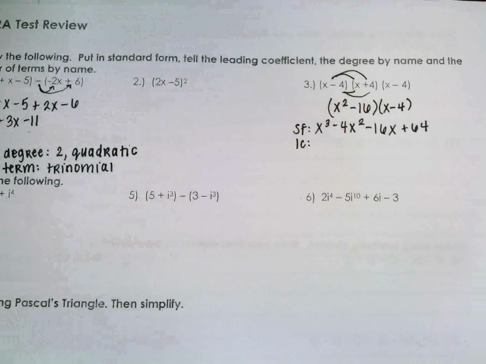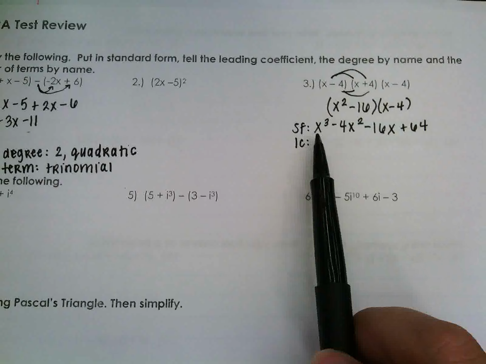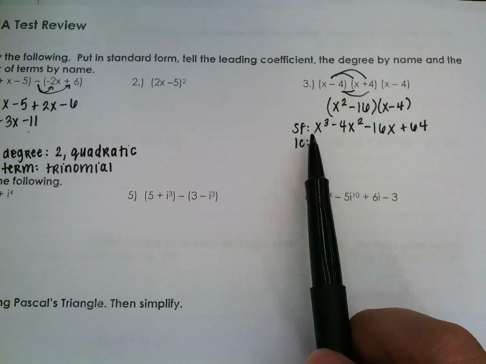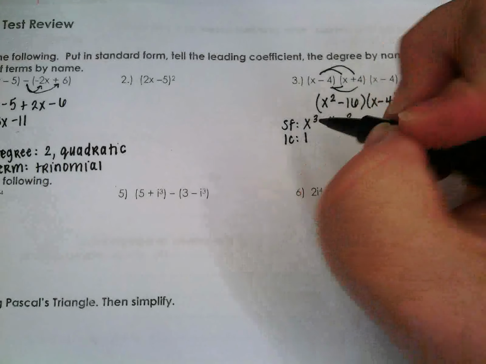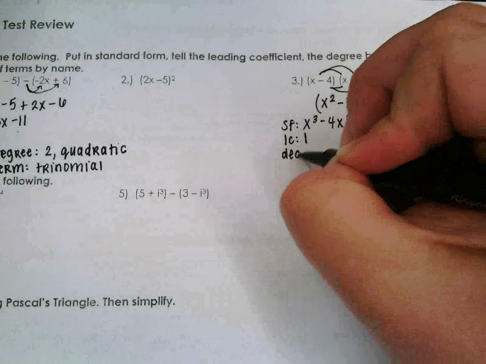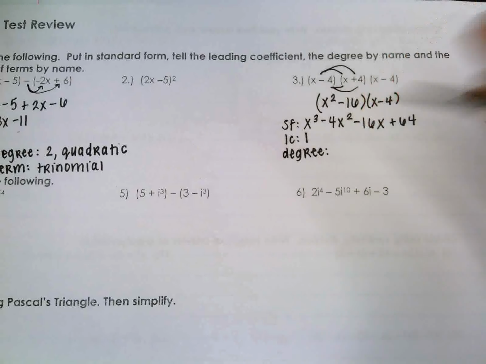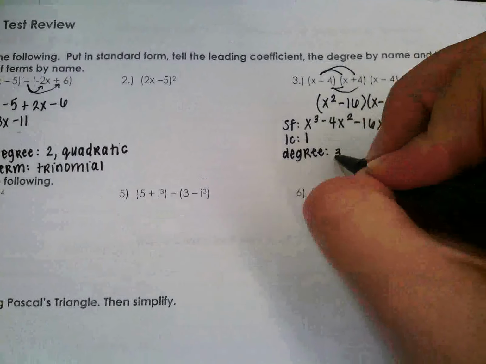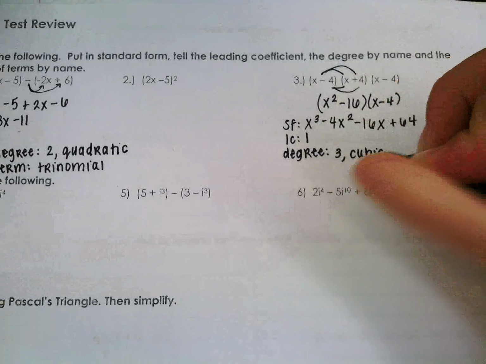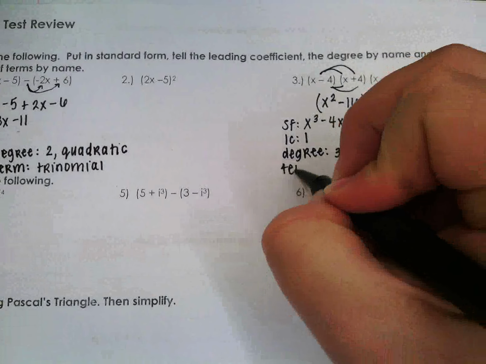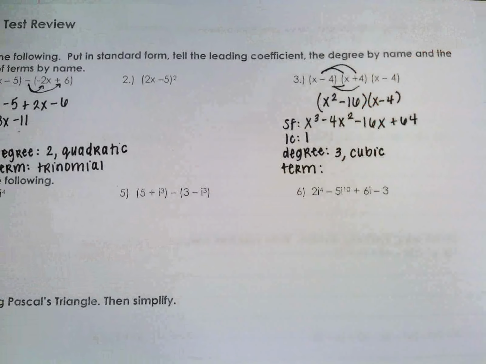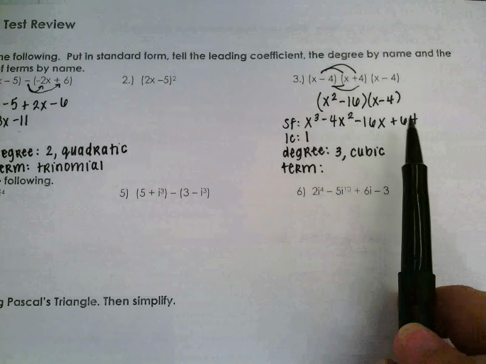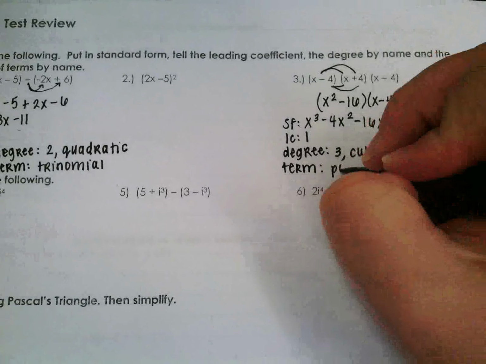The leading coefficient is the number in front of the highest degree. So x to the 3rd is the highest term. The number in front of it is really an imaginary 1. And the name by degree has to do with that highest exponent. So since my highest exponent is a 3, we call that a cubic function. Because we are naming this also by term, I got to count how many terms there are. And since there are 4 terms, 1, 2, 3, 4, that makes this a polynomial.